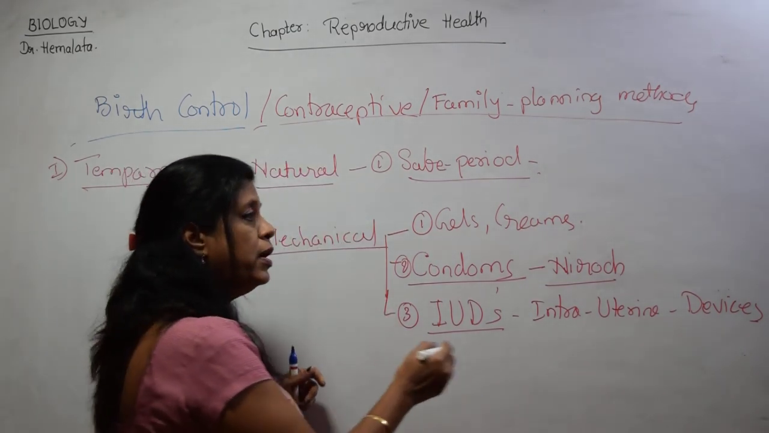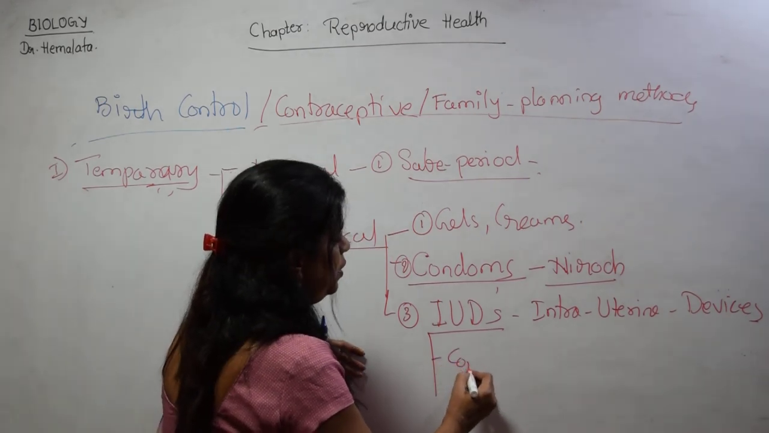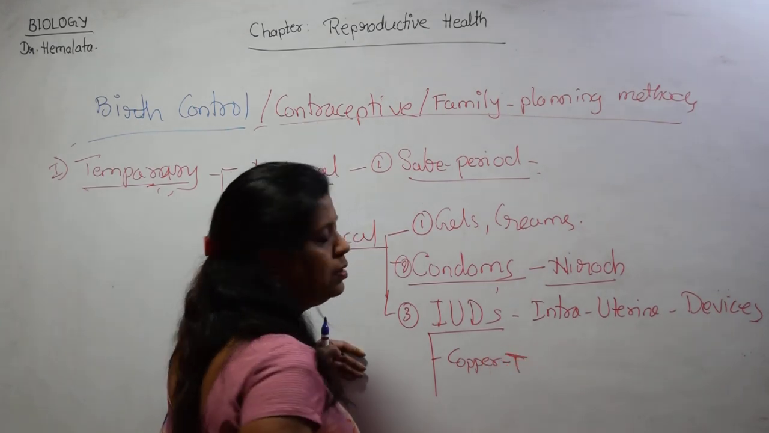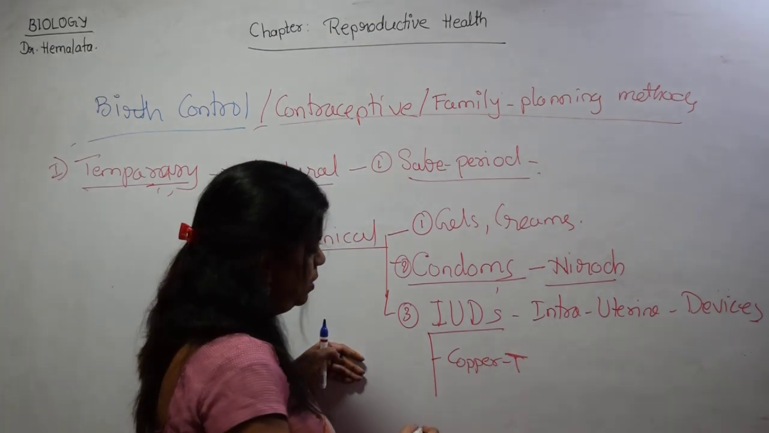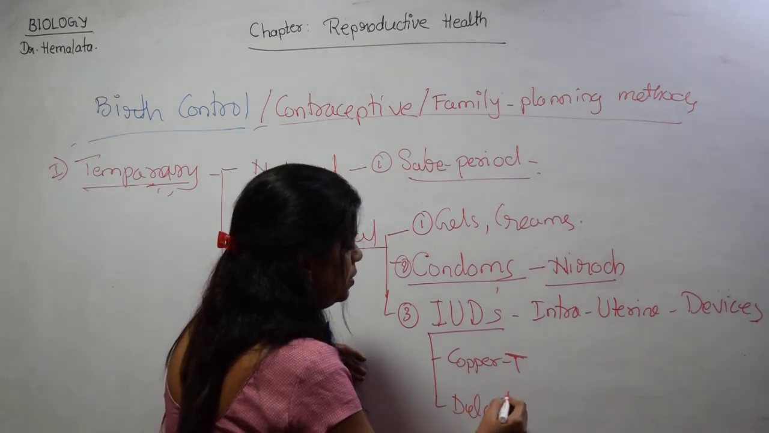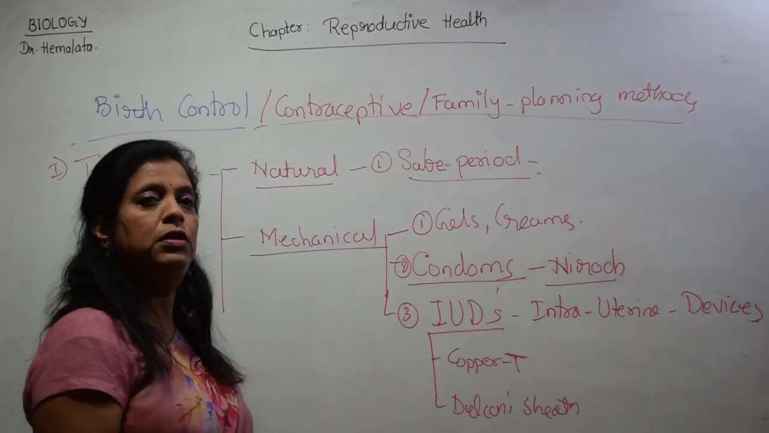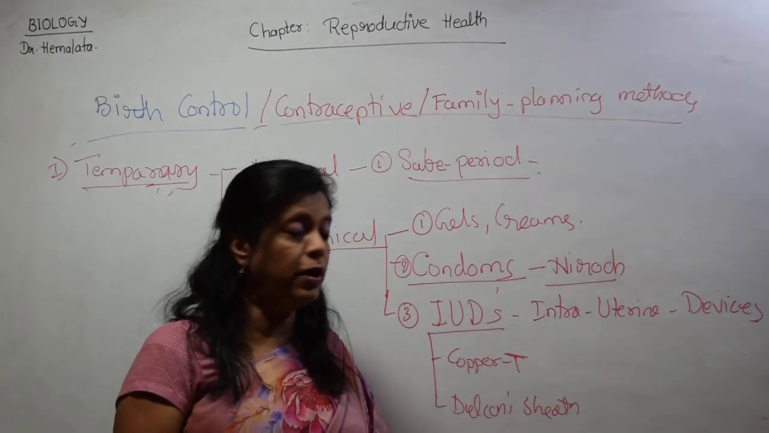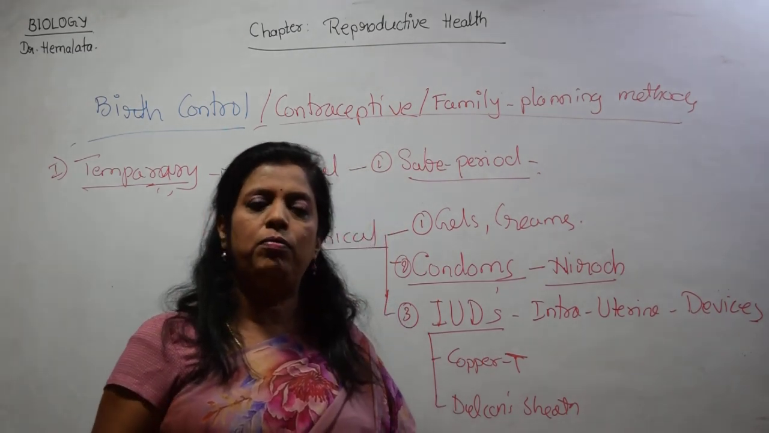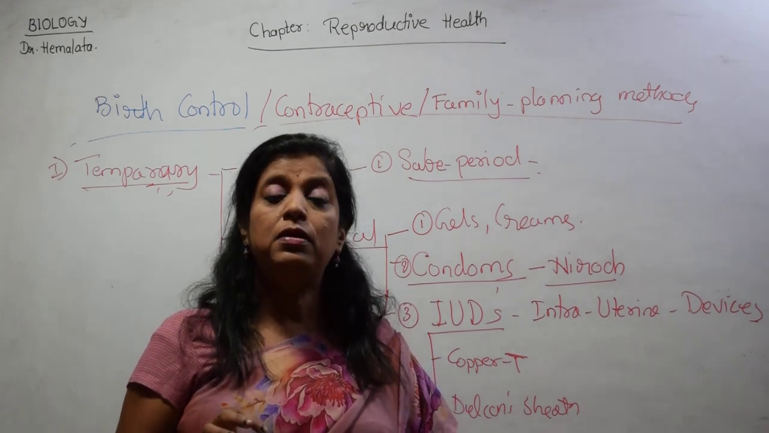In intrauterine devices, there are very famous types of IUDs. One is named copper T, which is the cheapest one, made up of copper. Then another one is Duncan sheath, and many other types of such intrauterine devices are available. Copper T is used very popularly because copper is a spermicide. It will kill the sperm.